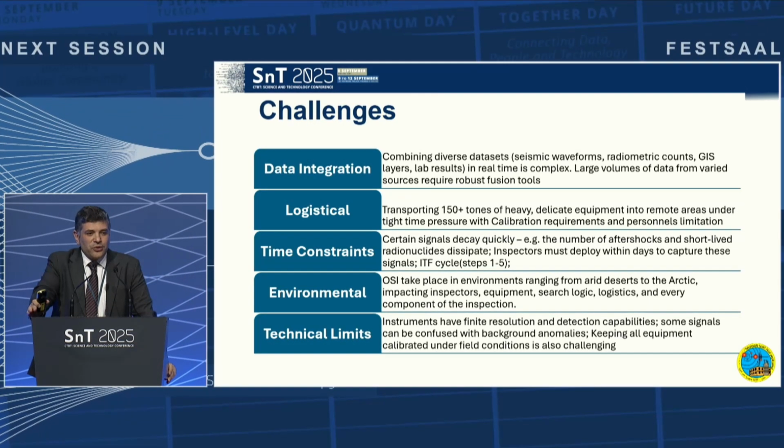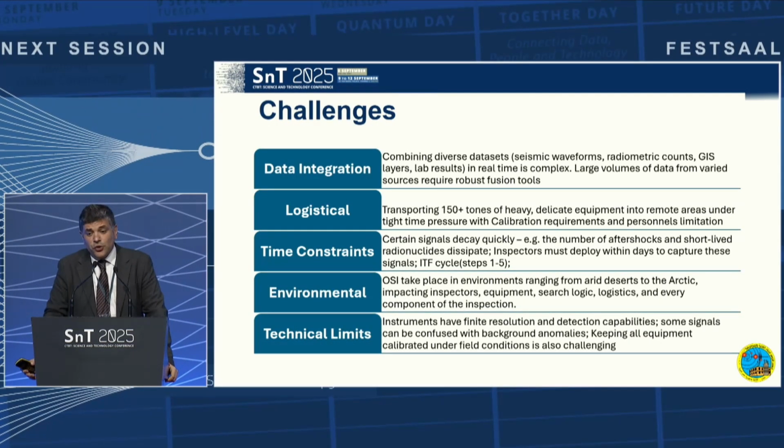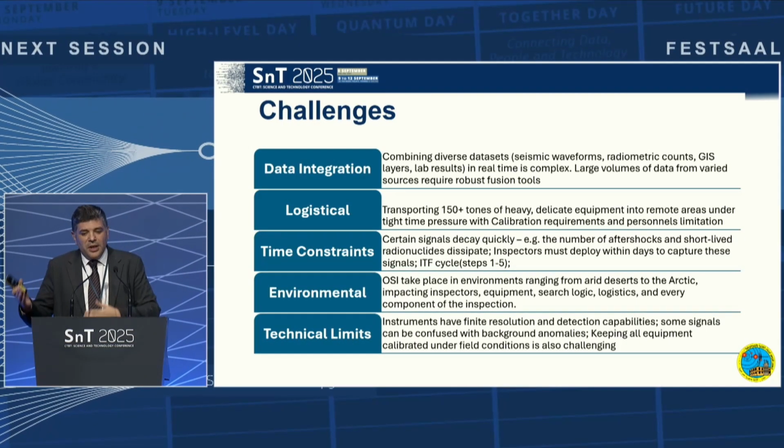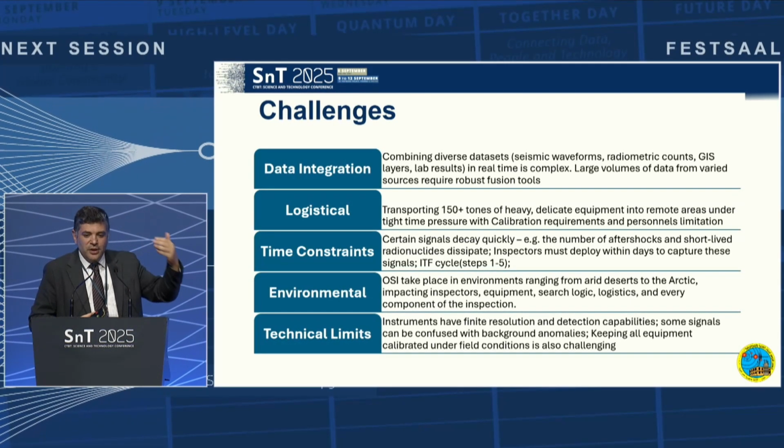Of course, the time constraint has both sides: time constraints from signatures of nuclear explosion, which fade fast, like seismic aftershocks or short-lived isotopes, or on the other side, the ITF cycle, how we design our missions and how we are conducting it and how we are collecting information.